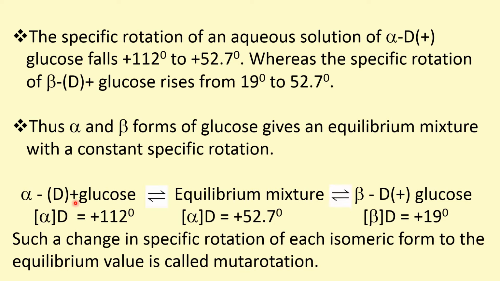So, whether you take alpha D plus glucose or beta D plus glucose, finally it forms an equilibrium mixture. So, their specific rotation value changes and finally both the isomers attain that specific rotation value of plus 52.7 degree. Such a change in specific rotation of each isomeric form to the equilibrium value is called mutarotation. That means the phenomenon of change of specific rotation value of one isomeric form to the equilibrium value is known as mutarotation.